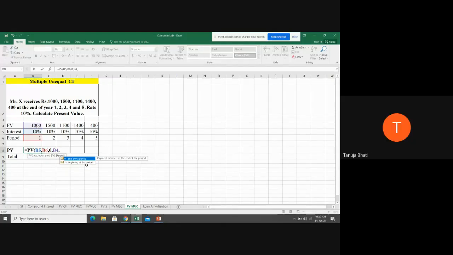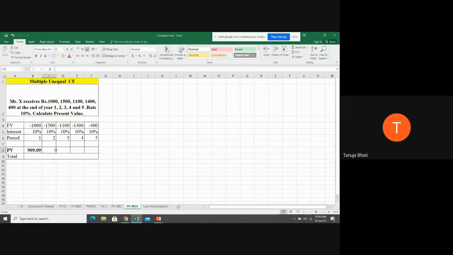See, if it is at the end of the period, you are going to use 0. If it is at the beginning of the period, you're going to use 1. I already told you that. If it is a deferred annuity, like if you're using the chart, you can leave it blank or put 0. But if you want to find for annuity due, you have to write 1 here. So what I'm going to do here is write 0, because it is at the end of the year. Then close the bracket, and after this, press enter. Very good.